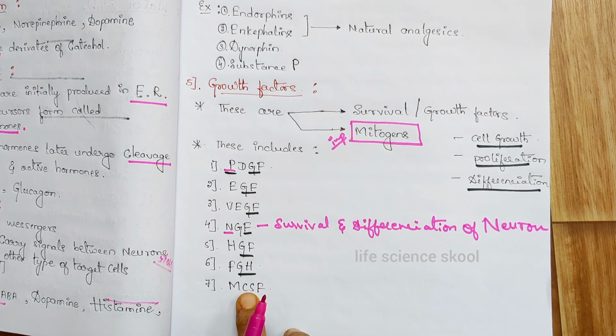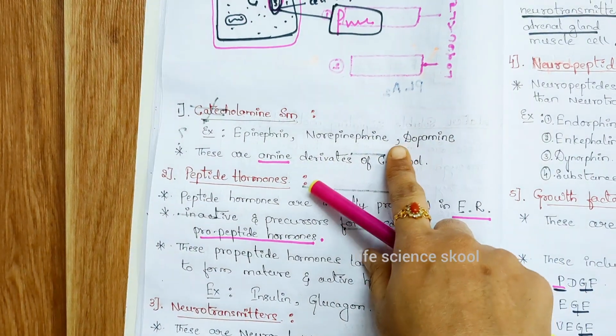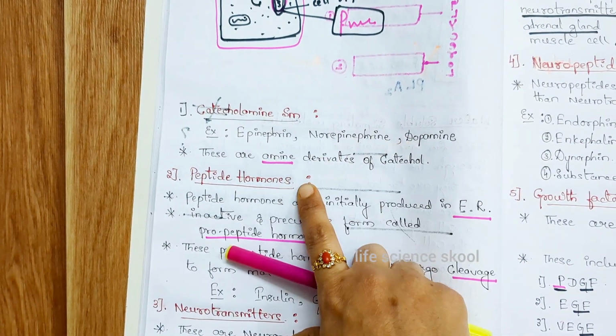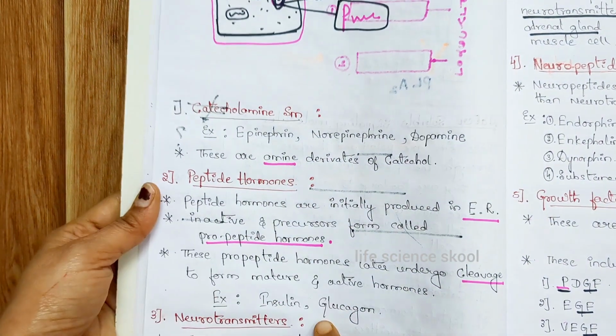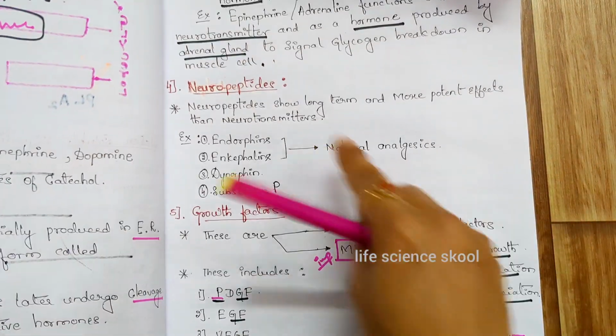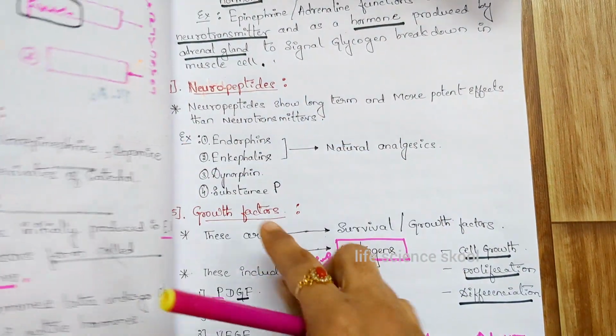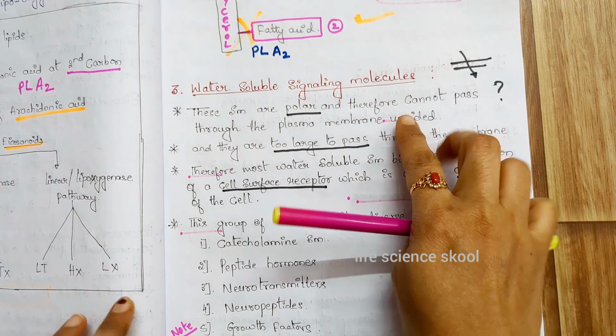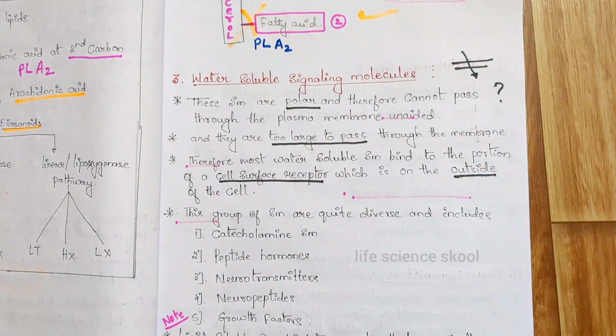Then MCSF means macrophage colony stimulating factor. These are all water soluble signaling molecules. Remember the examples: catecholamines, peptide hormones, neurotransmitters, and then neuropeptides and growth factors. So these are all water soluble signaling molecules.